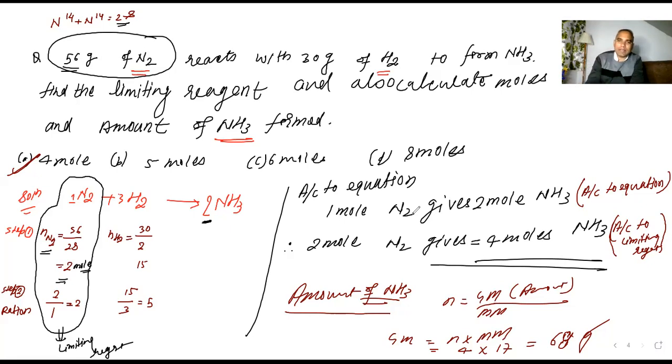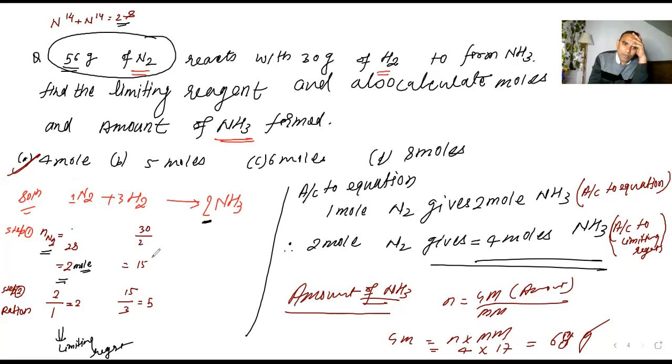So let's try. I'm erasing a bit of it. 30 upon 2 is going to be 15. So this is having how many moles? 15 mole is there. Can you please keep in mind one thing: 30 gram H2 means how many moles of H2? 15 moles.